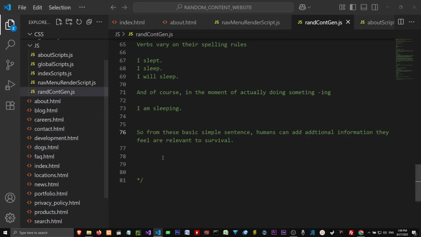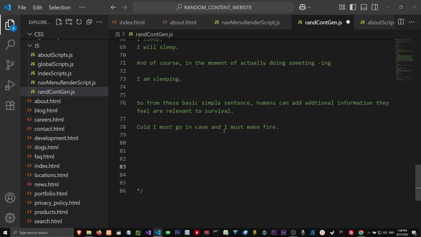And then building upon this, let's look at this sentence. Cold, I must go in cave and I must make fire. Again, this is using really basic stuff that we're learning here. So cold, we, as English speakers, know this is not grammatically correct, but we can infer what is going on here. Cold. Okay, well, that human is either cold from the weather or lacks clothing. I must go in cave. We know, well, I need to go in a cave and I must make a fire to stay warm.